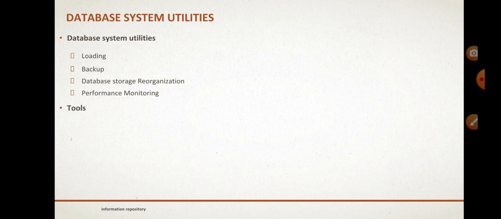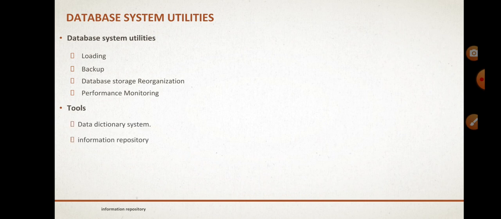Performance monitoring monitors database usage and provides statistics to the DBA. The DBA uses statistics in making decisions such as whether or not to reorganize files or whether to add or drop indexes to improve performance. So this is about database system utilities.